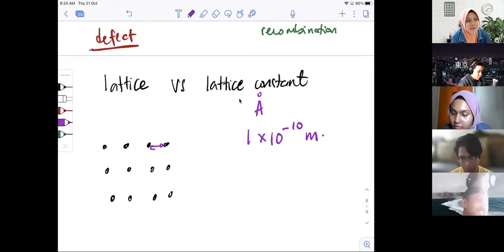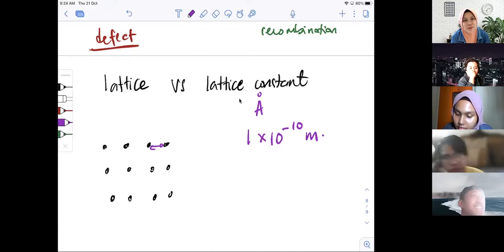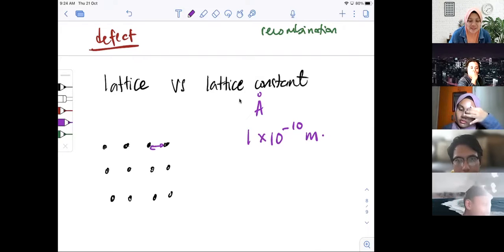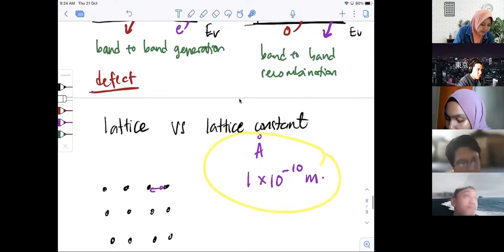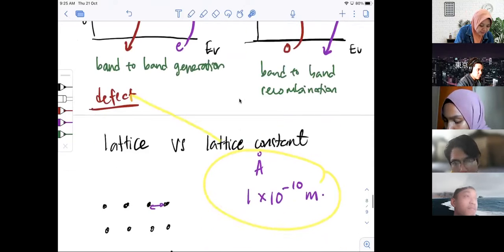I don't know that, madam. First time I hear about lattice constant. Maybe it's important, maybe it's not. But since madam is teaching it, my guess is it must be important, right? That's why you say it's important. Okay, lattice constant is very important. Why? It has to do with defects.